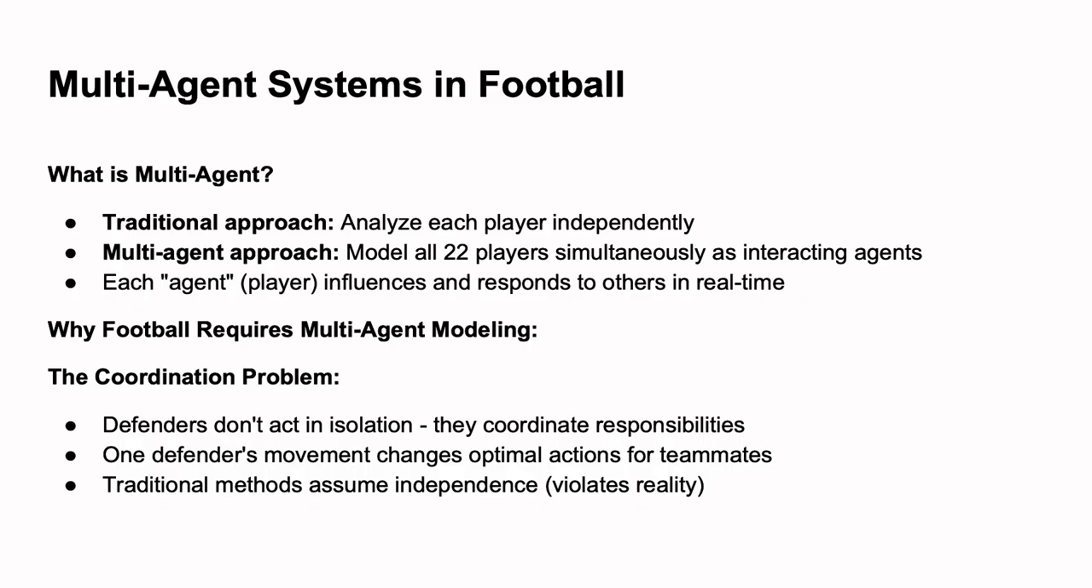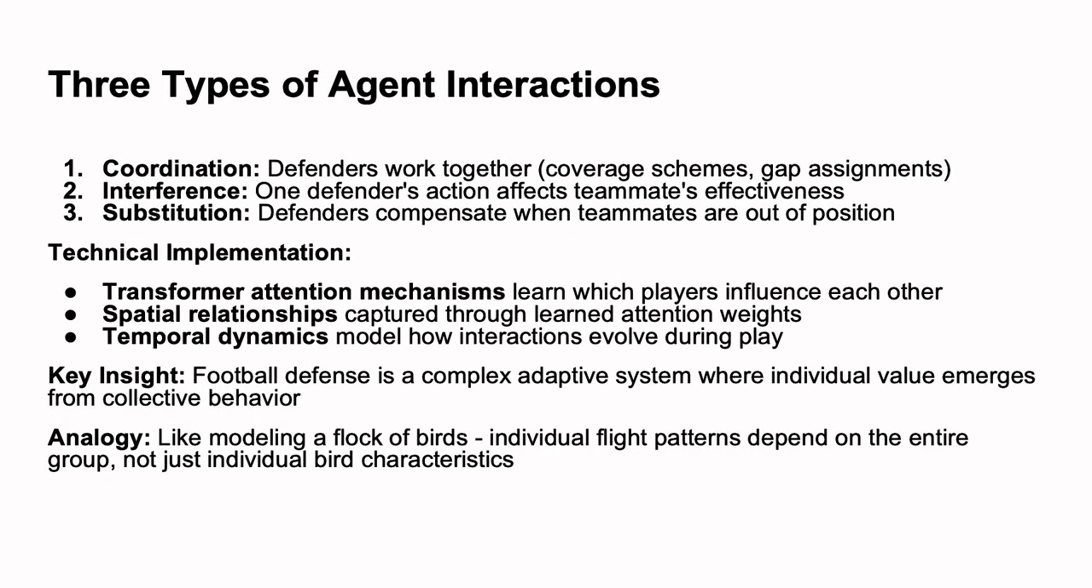And so the goal is to create a multi-agent system. And so what is a multi-agent system? The traditional approach could be to analyze each player independently, but we want to model all 22 players simultaneously as interacting agents, where each agent is a player, and they're influencing and responding to each other in real time. And so football requires this because defenders don't act in isolation, they work together, right? One defender's movement can affect the optimal actions for teammates, and traditional methods assume independence, which is violated.